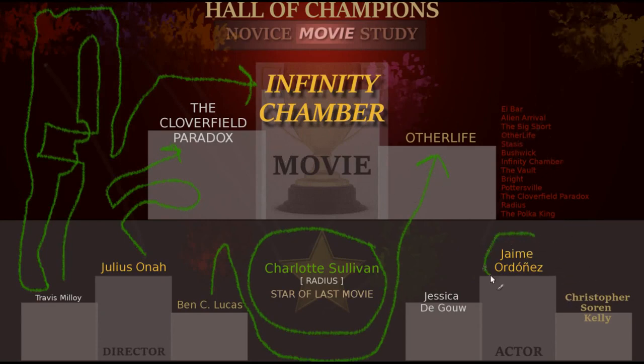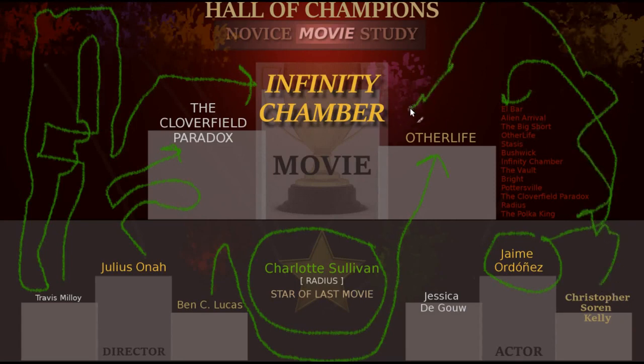And then Jaime Ordonez over here, over El Bar, and then Christopher Soren Kelly. Yep, I'm spending too much time on the lines. Christopher Soren Kelly was in Infinity Chamber. And then Jessica McGow was in Other Life. There you go. That's what is happening in this show. That's not a problem. But Radius is gone, and guess what, guys?